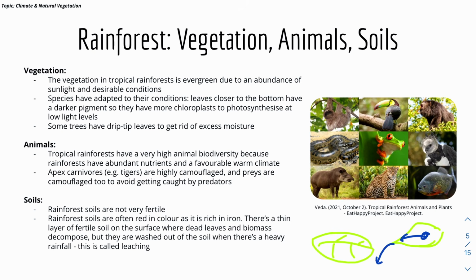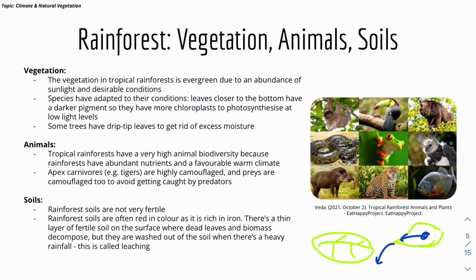And here are some notes on the animals. Tropical rainforests have a very high animal biodiversity because it has an abundance of nutrients and, as I mentioned, a favorable climate. And apex carnivores, basically the carnivores at the top of the food chain, for example tigers, are highly camouflaged, and prey are camouflaged too to avoid getting caught by the predators.